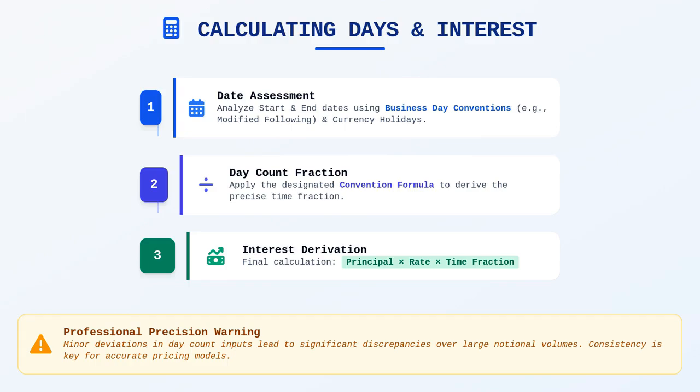Remember that consistency is the hallmark of a professional trader, and even a minor deviation in your day count inputs can lead to significant discrepancies over large notional volumes. By practicing these conversions regularly, you will ensure that your treasury reports and pricing models remain accurate in any market environment.